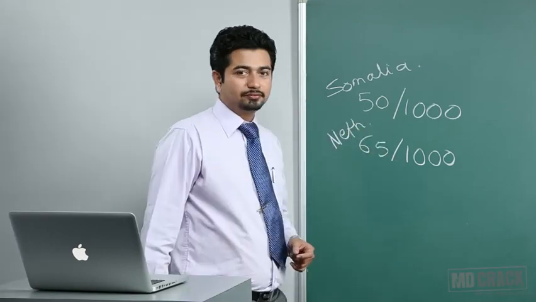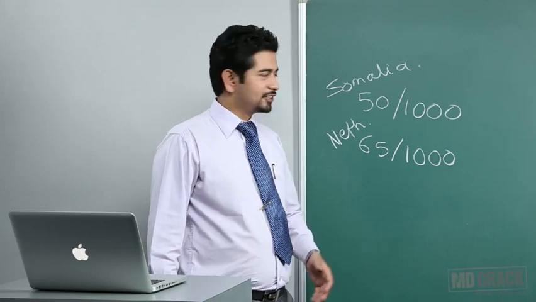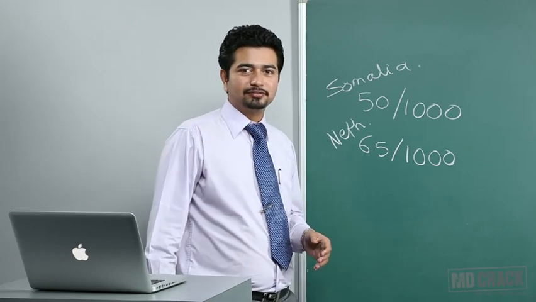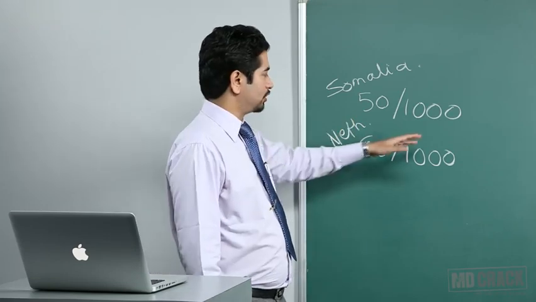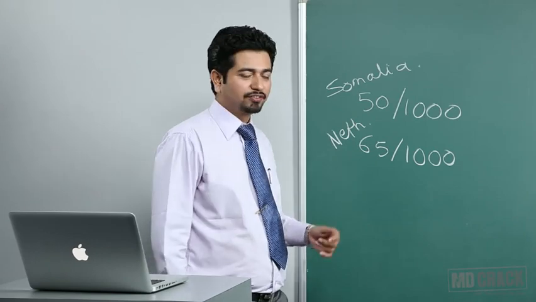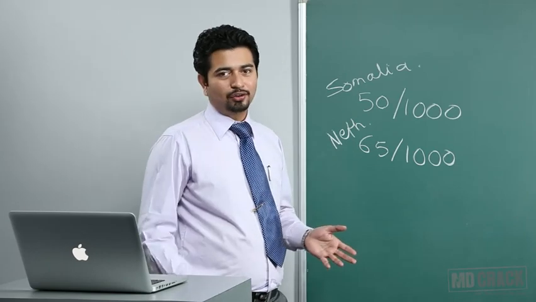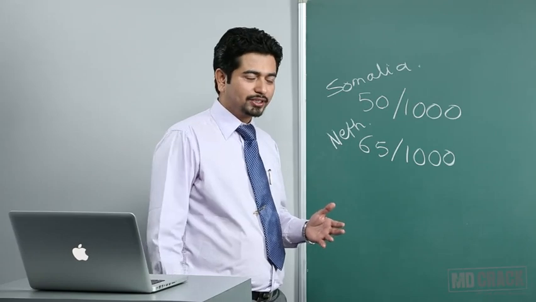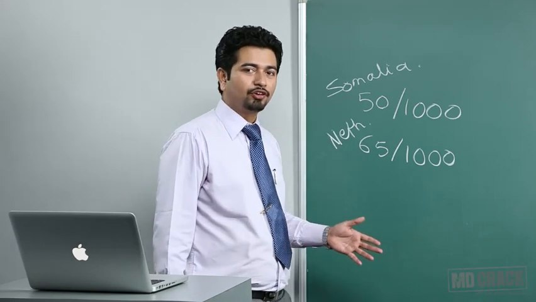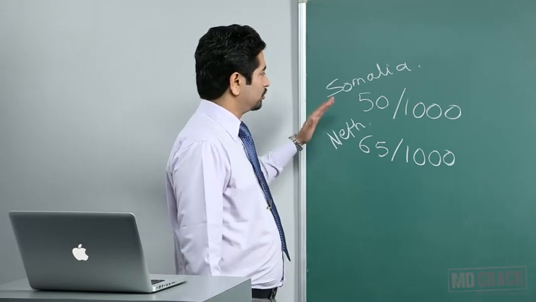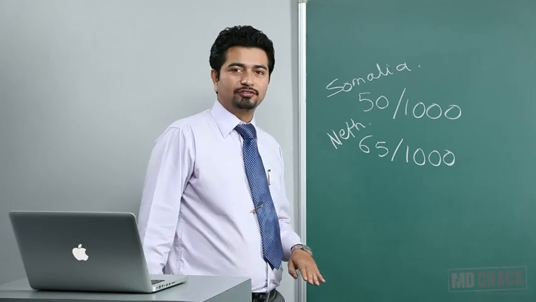Which is better? Obviously, Somalia is better. Only 50 people are dying per 1,000 people, and Netherlands is bad because 65 people are dying. Was that the logical conclusion? I don't blame you. Yes, it is the logical conclusion. This is where the fallacy of crude death rate lies. Crude death rate hides a lot of things.